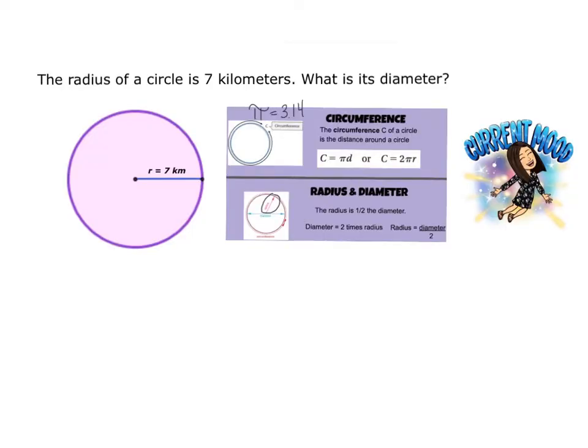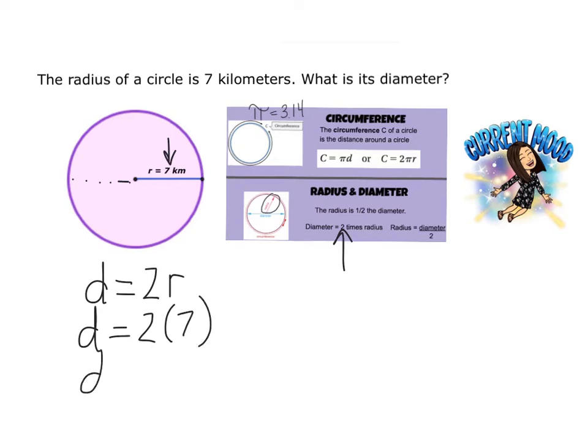So the radius here of the circle is 7 kilometers. So the radius here is 7. And we need to figure out what the diameter will be. So that's the other part. So radius is half of the diameter. So diameter equals 2 times radius. So D equals 2R. The radius is 7. So the diameter is 14.